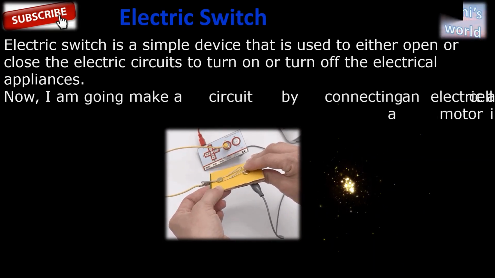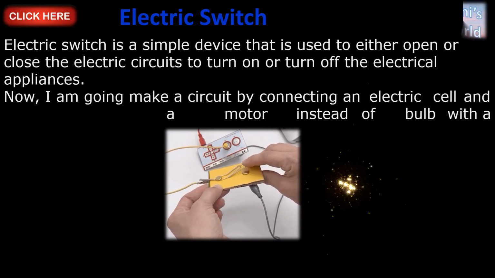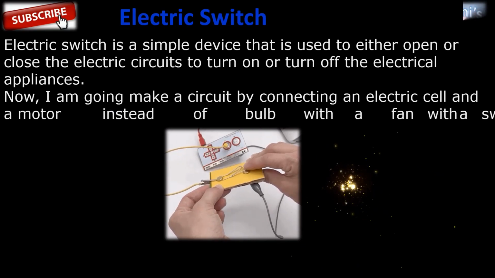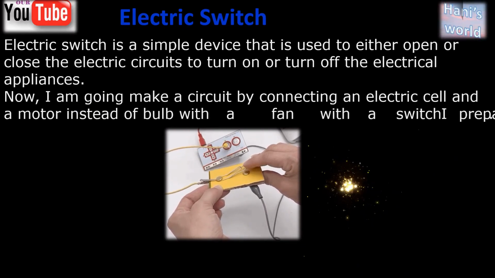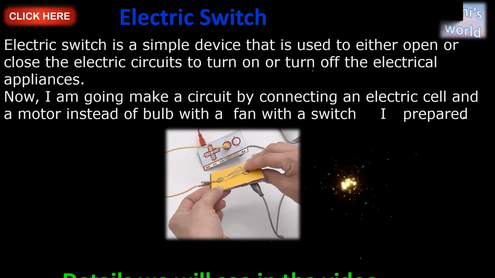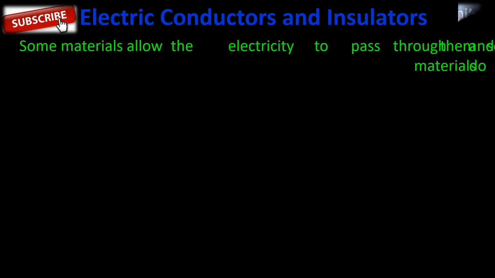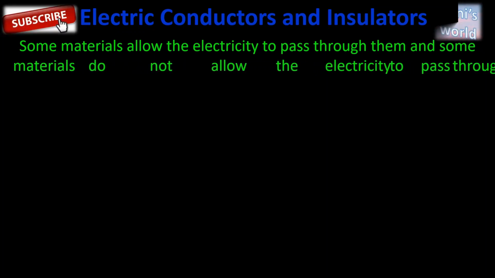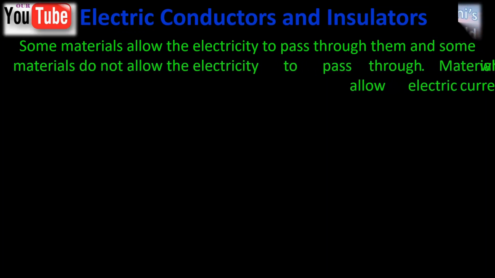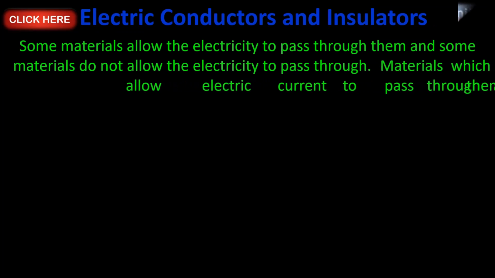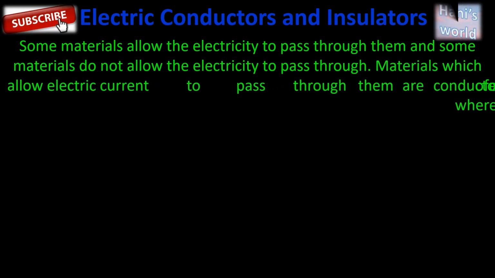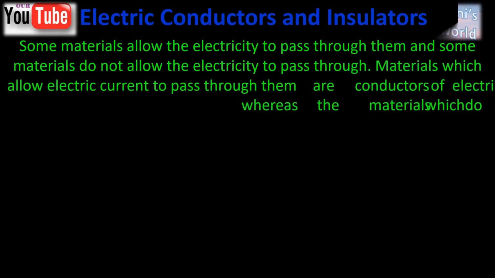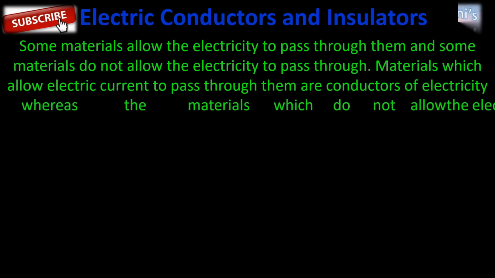Now I am going to make a circuit by connecting an electric cell and a motor with a fan, instead of a bulb, with the switch I prepared. Details we will see in the video. Electric conductors and insulators. Some materials allow electricity to pass through them. Some materials do not allow electricity to pass through. Materials which allow the electric current to pass through them are conductors of electricity, whereas the materials which do not allow the electric current to pass through them are insulators.